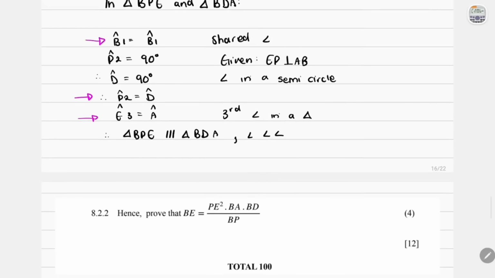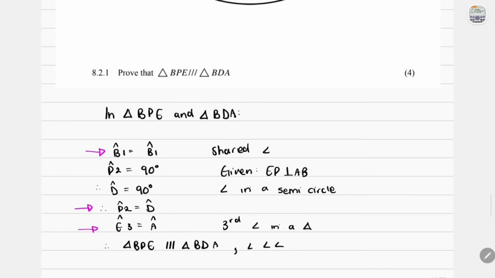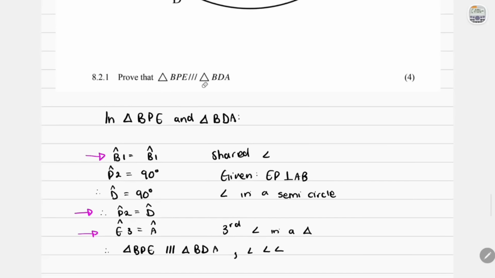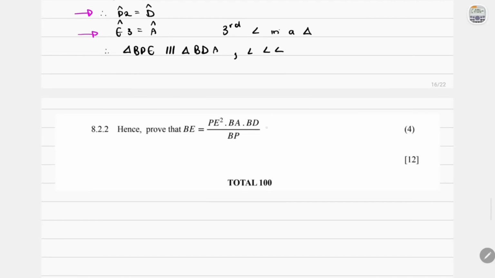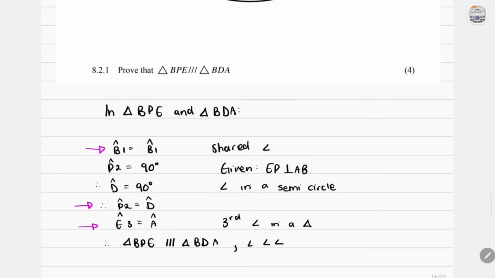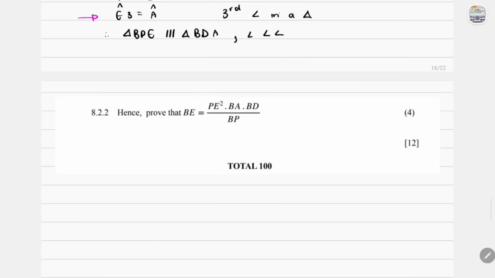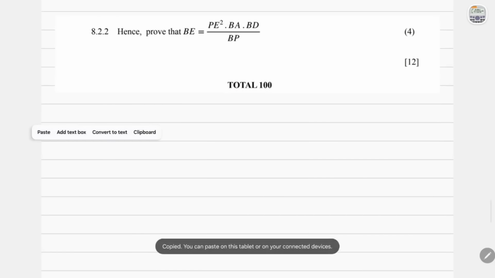Okay, so with these questions, once they ask you to prove that two triangles are similar, and then they ask you a question like this, it usually has to do with the two triangles that are similar. So I'm going to take this and just find the dimensions that they used quickly.